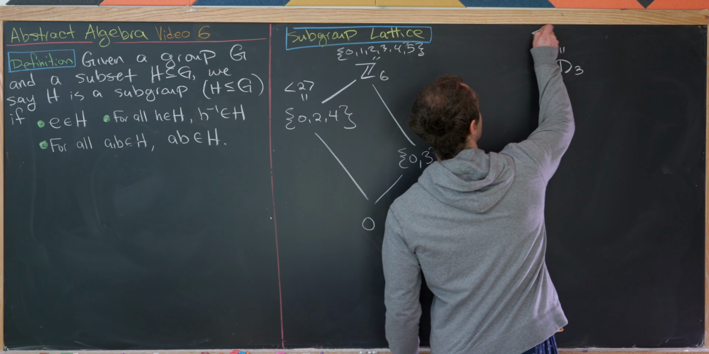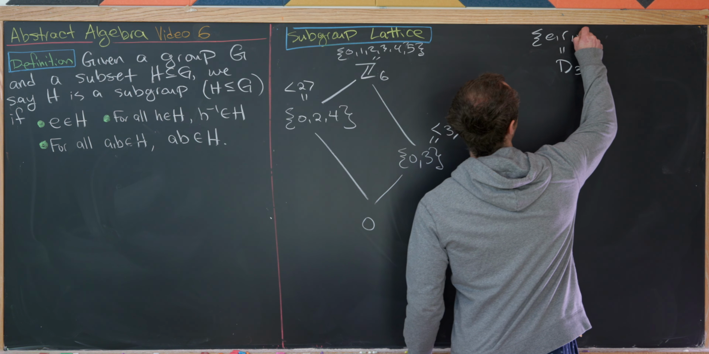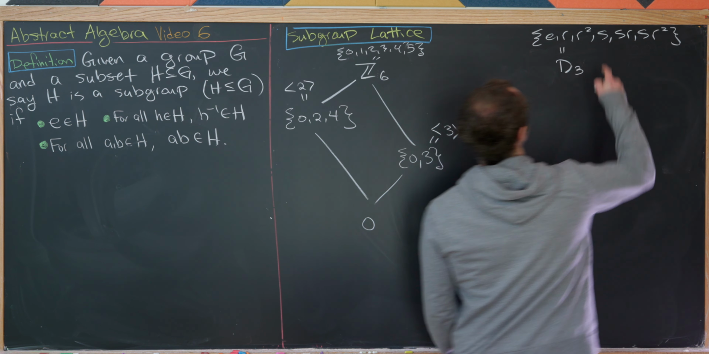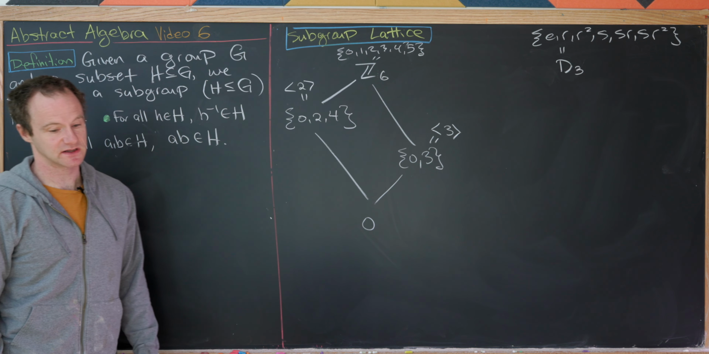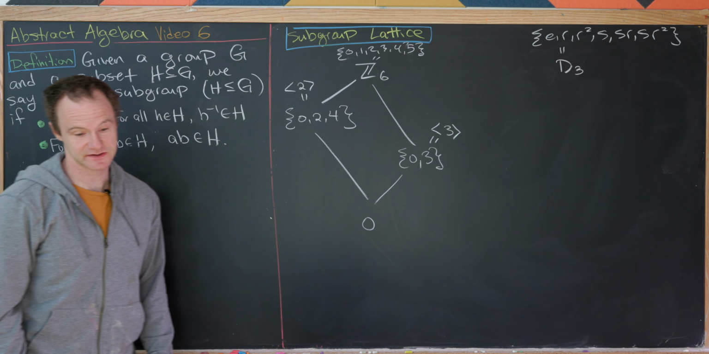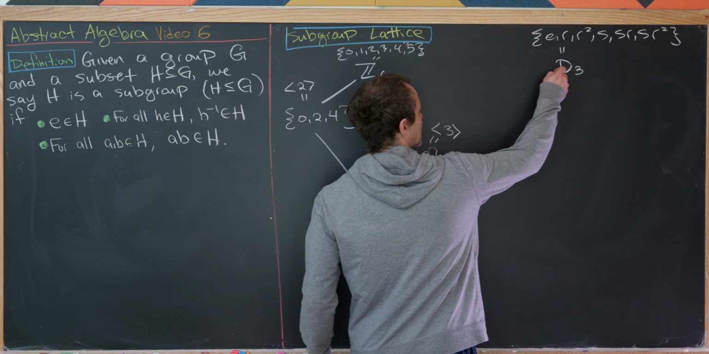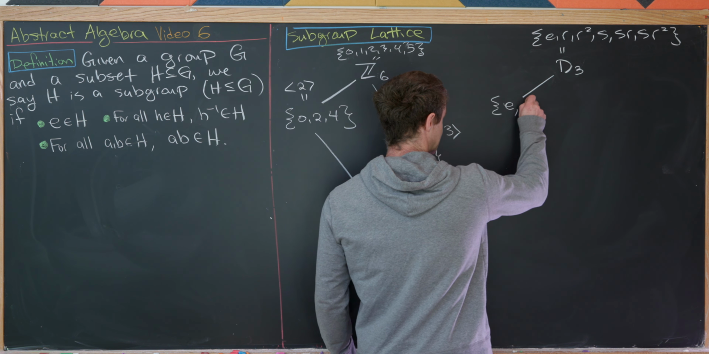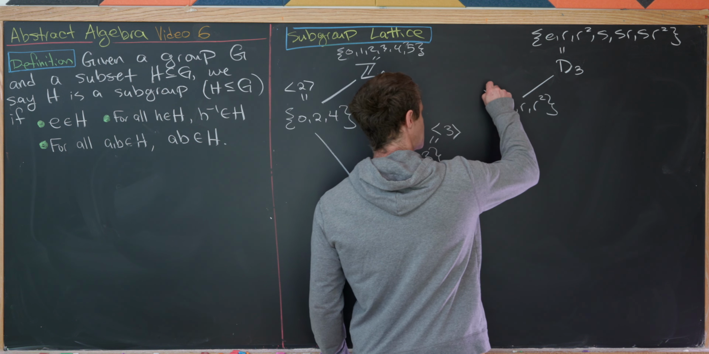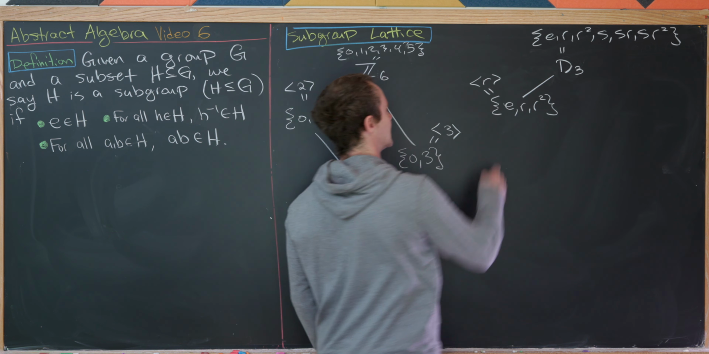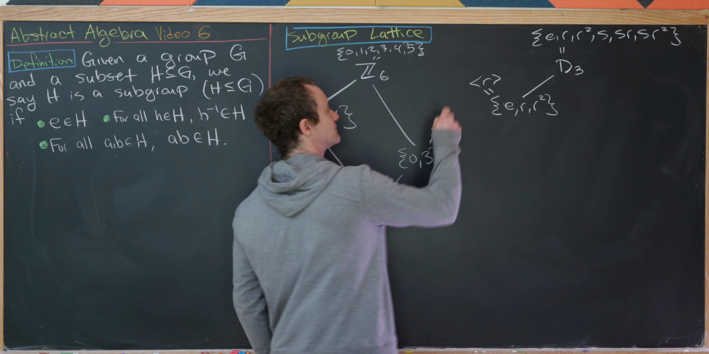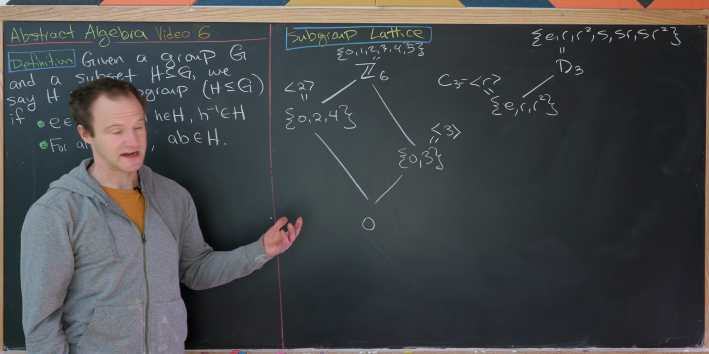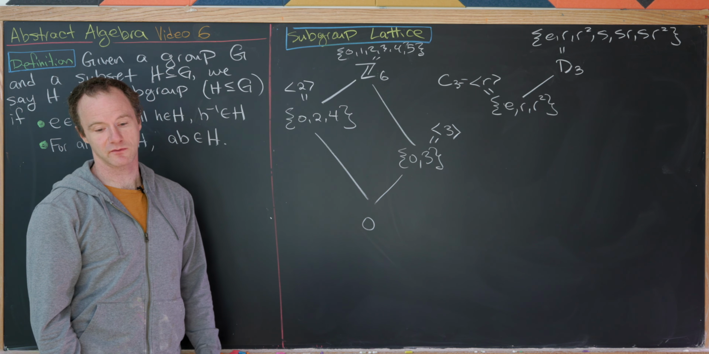Okay, so let's recall that that contained elements E, R, R squared, S, SR, and SR squared. The first 3 were rotations, whereas the last 3 were reflections. Okay, so let's notice that here we've got a subgroup of order 3, which is simply the rotations. So this is E, R, R squared. You might notice that this is generated by little r. Also, this is sometimes called C3 for the group of rotations. We'll investigate those kind of things a little bit later more.